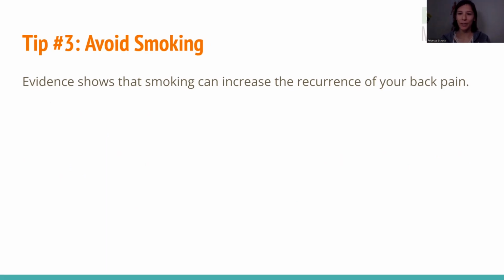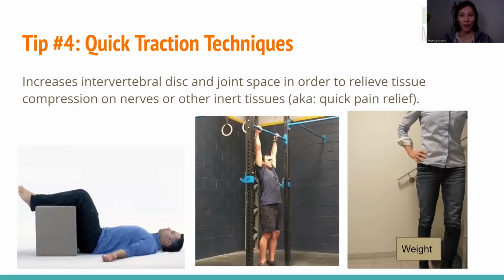Number 3 is avoiding smoking, as this is very well known in the research to increase the recurrence of your low back pain. Number 4 is providing quick traction methods, where traction is a type of decompression therapy to your low back. So it's allowing increased space between that intervertebral disc and possibly other tissues it's compressing.